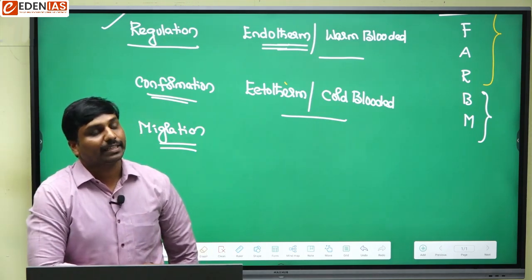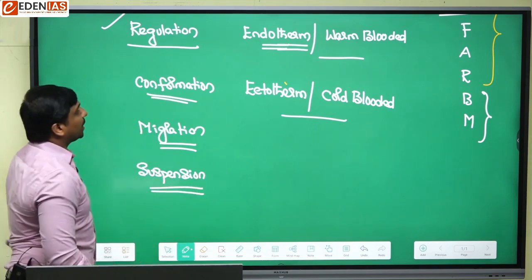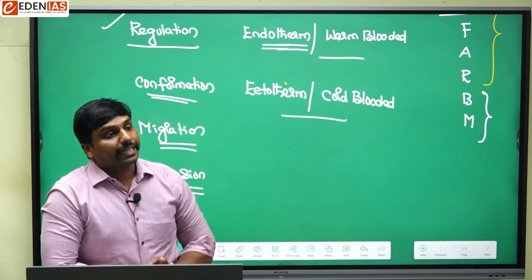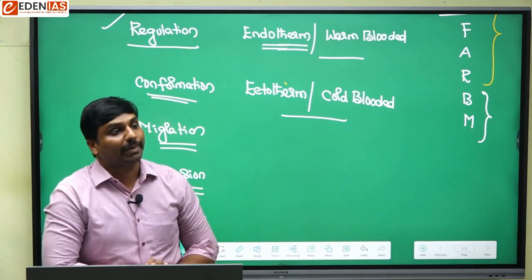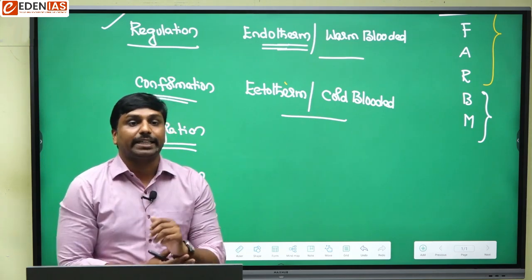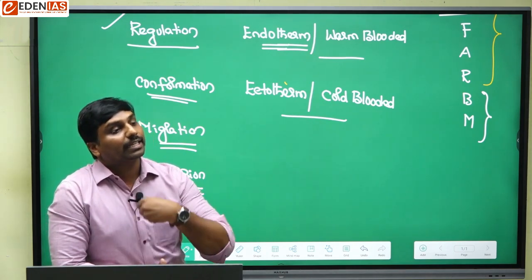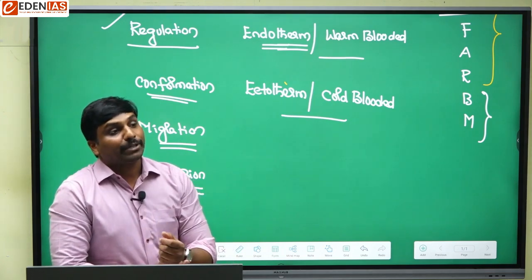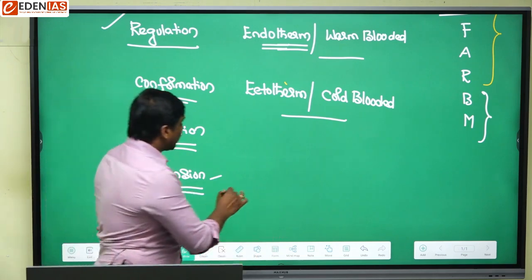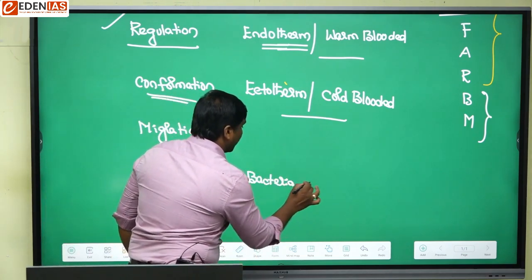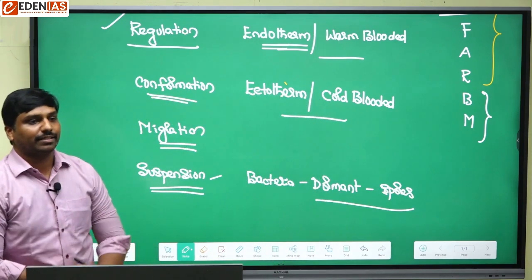Then the next one we have is suspension. This is another type of response organisms show to the conditions. For example, some organisms like bacteria will go to a dormant stage and produce spores, so that they temporarily suspend their metabolic activities. That dormant stage is known as spores, and the bacteria remain stagnant during that period.